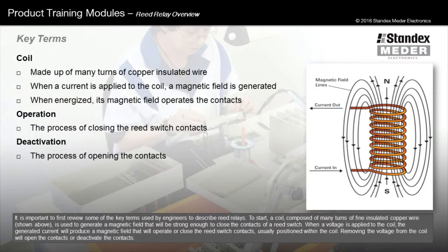It is important to first review some of the key terms used by engineers to describe reed relays. To start, a coil composed of many turns of fine insulated copper wire, shown above, is used to generate a magnetic field that will be strong enough to close the contacts of a reed switch. When a voltage is applied to the coil, the generated current will produce a magnetic field that will operate or close the reed switch contacts, usually positioned within the coil. Removing the voltage from the coil will open the contacts or deactivate the contacts.